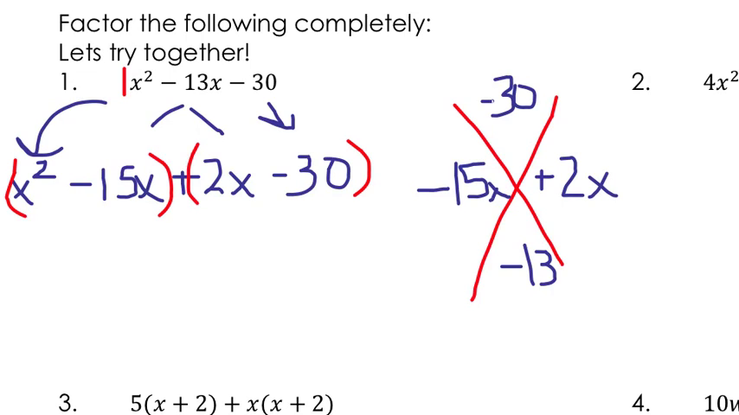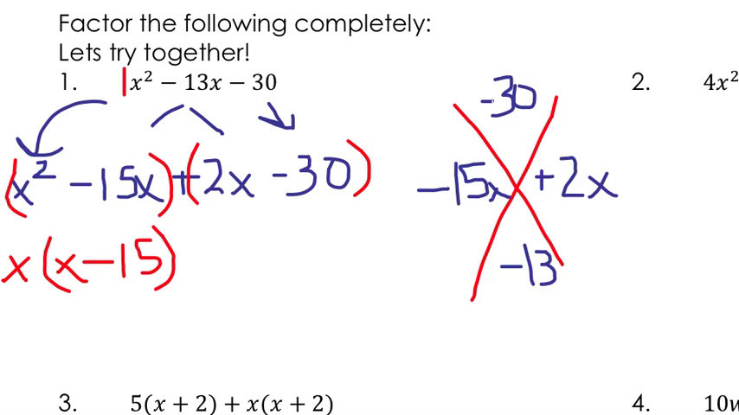And what I can pull out from these first two terms, it looks like I can pull out an x from both of them. The coefficient in front of this is just a 1, so there's no GCF with the number, so I'm just going to pull out an x. I'm going to have x. What's left inside is just going to be an x minus 15.